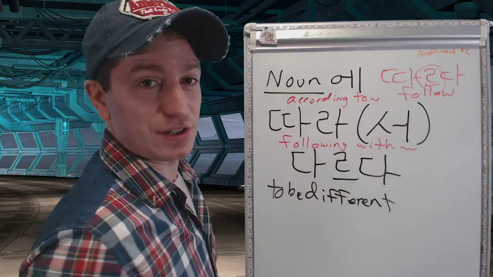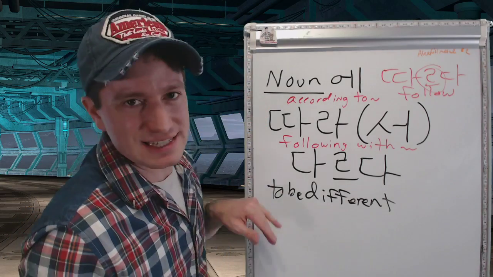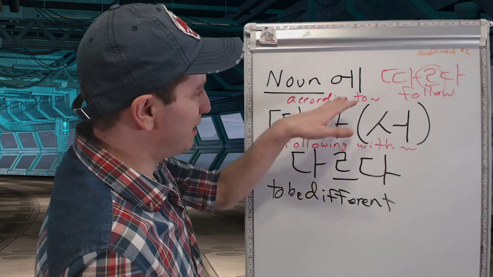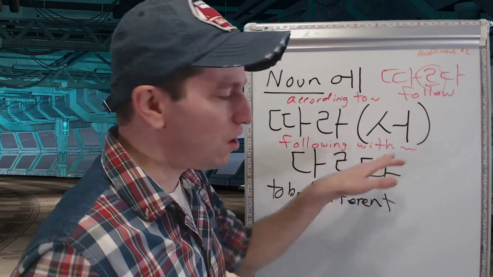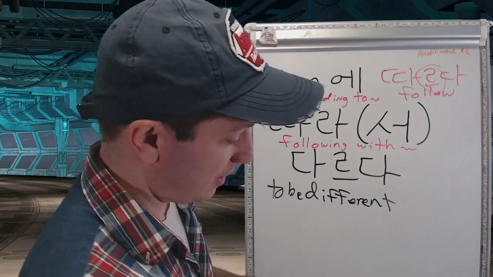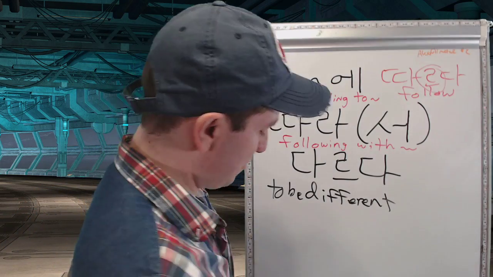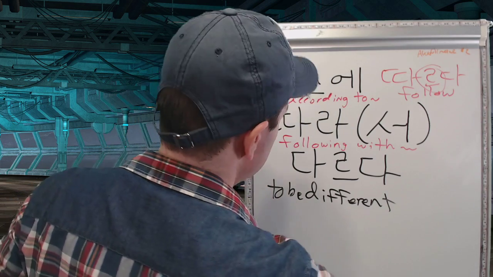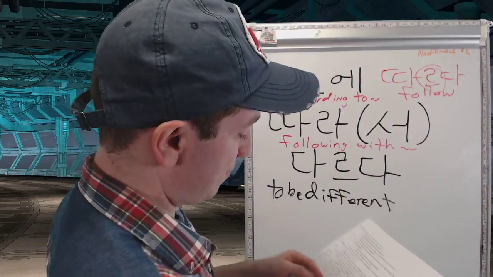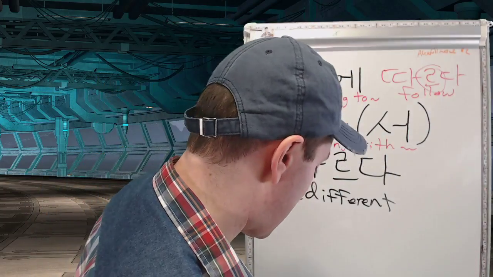So similar structure, you can just memorize this as is. You don't need any fancy tricks to use it. You simply take noun, 에, 따라 or 따라서, 다르다, and conjugate that. It depends on the noun. So let me give you a quick example, and then I'll have you guys do some sentences.